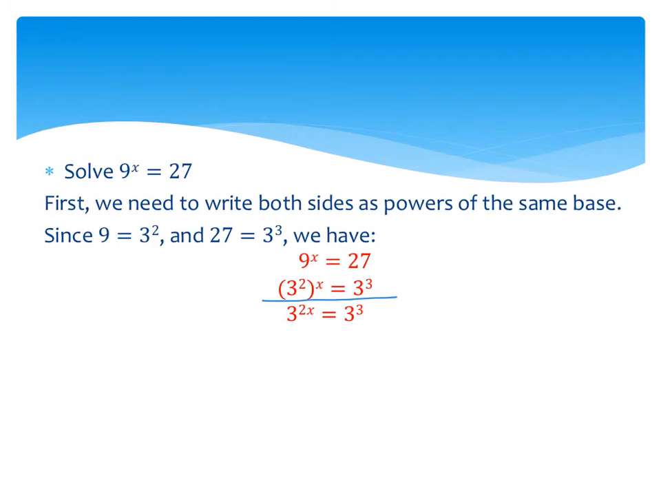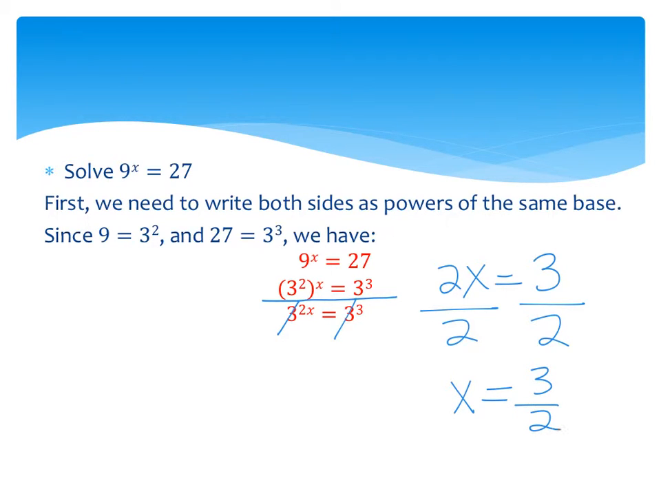So we've got 3 to the 2x is equal to 3 cubed. Since the 3's match, we can almost pretend like they're not there. And we're going to set the exponents equal. We're going to go ahead and divide both sides by 2. So in this case, x is equal to 3/2.